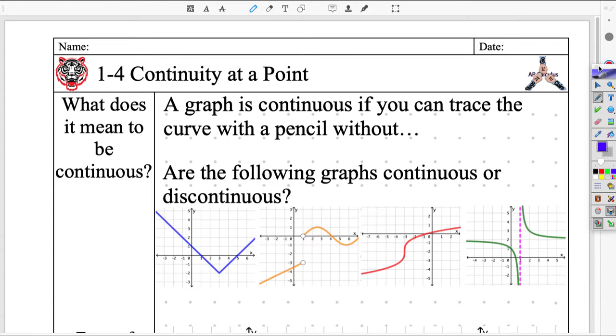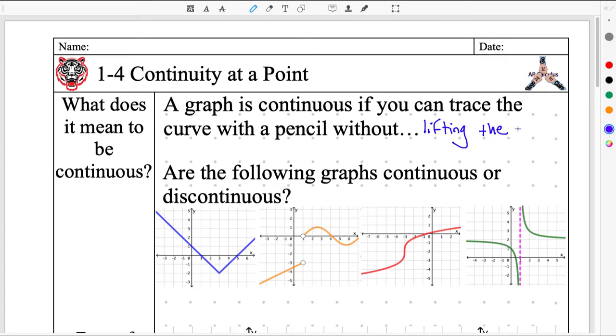My definition of being continuous is this. A graph is continuous if you can trace the curve with a pencil without lifting the pencil. That means from all the way to the left side, all the way out to negative infinity, to positive infinity, I can go with my pencil without ever lifting it. That means you are continuous. It's not just what's on the graph, it's from negative infinity to positive infinity.